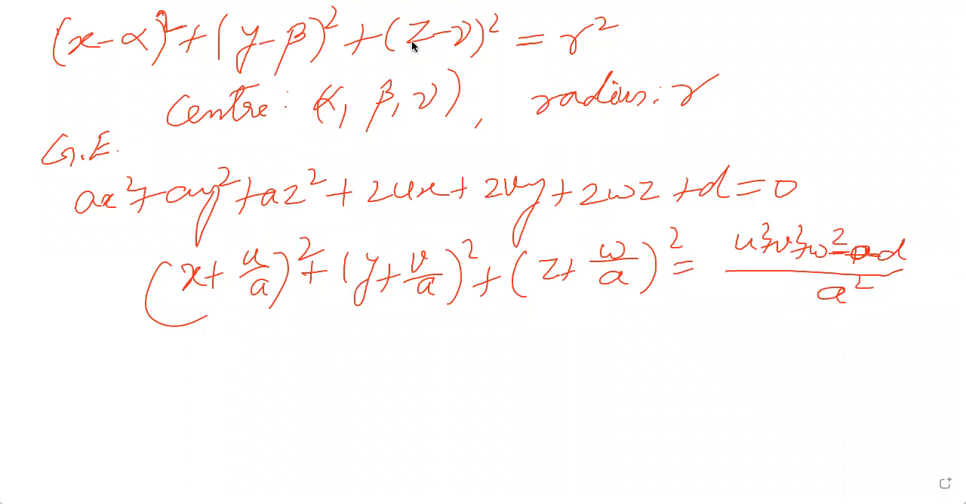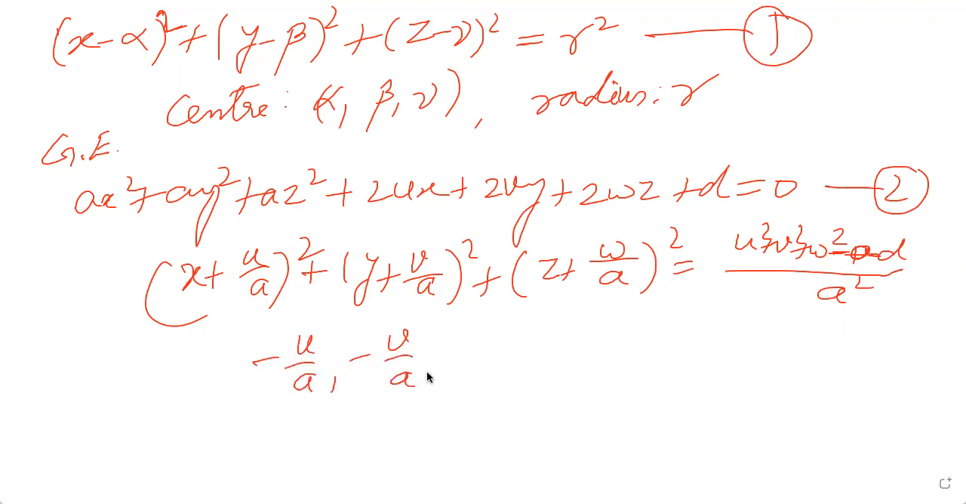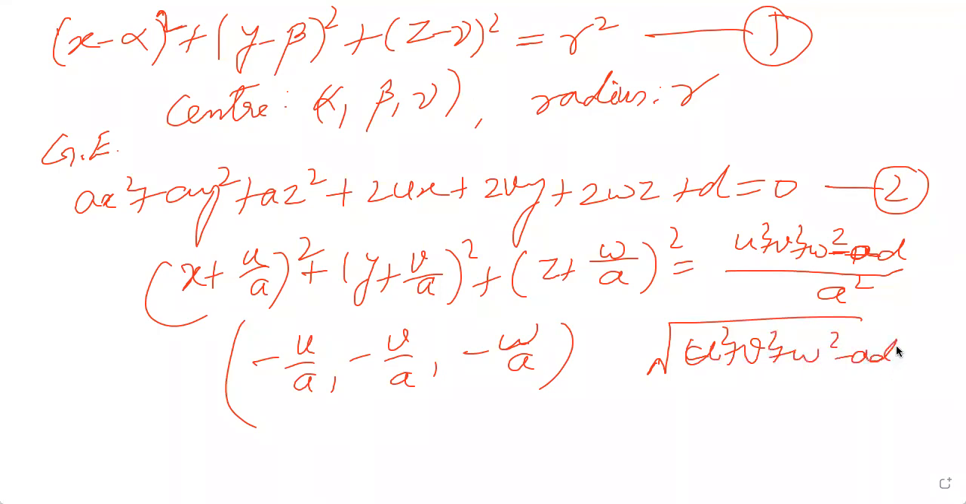Now in that case, you can compare it with equation number 1. If I am saying that is 1, suppose this is 2. So from comparing with 1, you can see your center will be minus u upon a, minus v upon a, minus w upon a, and the radius will be under root of (u square plus v square plus w square minus a d) upon a. This will be the radius.